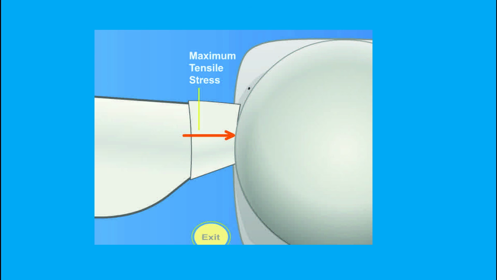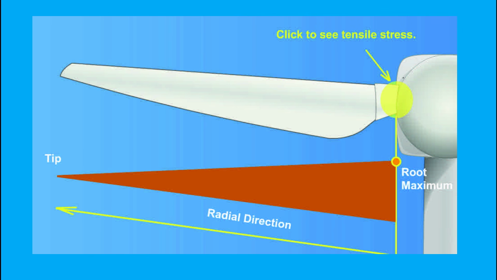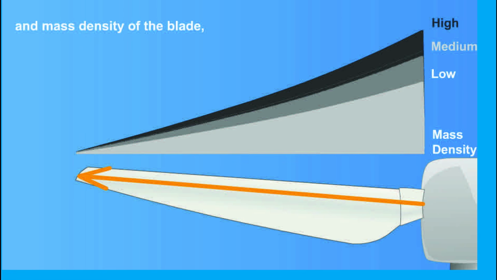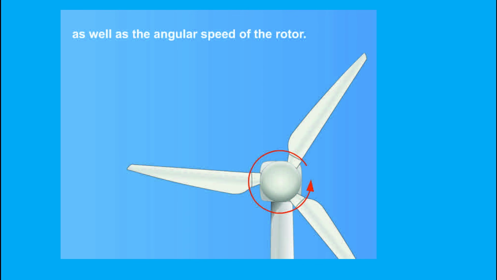The tensile stress builds up to reach its maximum at the joint between the blade and the hub. The centrifugal forces are always in the radial direction, causing tensile stress throughout the whole blade, from the root to the tip. The centrifugal forces vary with the size, shape, and mass density of the blade, as well as the angular speed of the rotor. Centrifugal forces increase rapidly as the rotor gains speed.